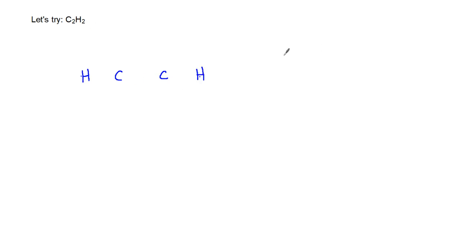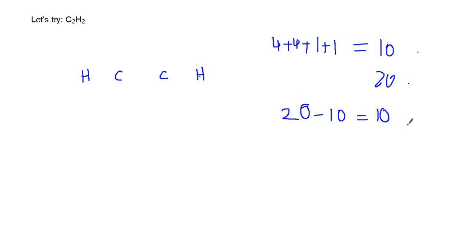How many electrons do they have? Well, they have 4 plus 4 plus 1 plus 1. That is 10. How many electrons do they need? They need 20 electrons. So how many electrons need to be bonded? Well, 20 minus 10 is 10. Right? 10 electrons need to be in a bond so that both atoms can share them. But how many electrons do we have? We have 10 electrons. So all the electrons need to be in a bond.